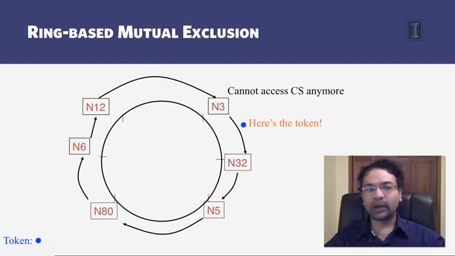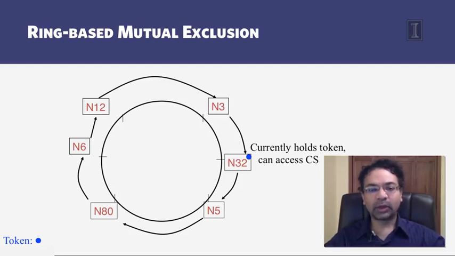At this point of time, no one can access the critical section anywhere in the group because the token is in transit, it's on the network. When N32 receives the token, it can then access the critical section. If it's not interested, it simply passes on the token to its successor.